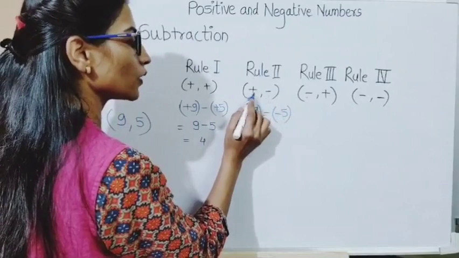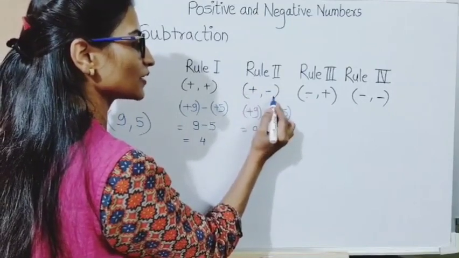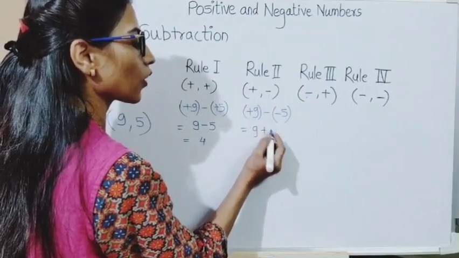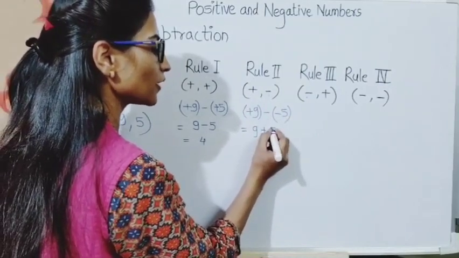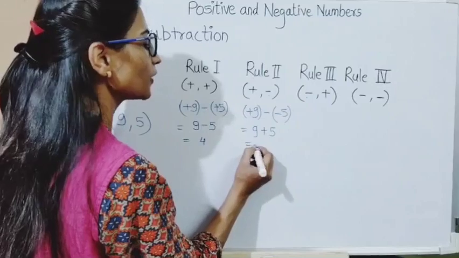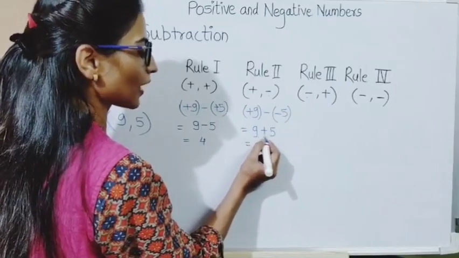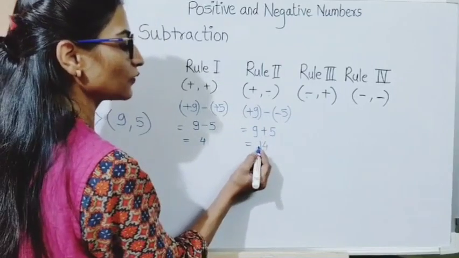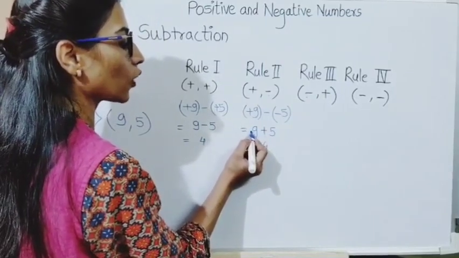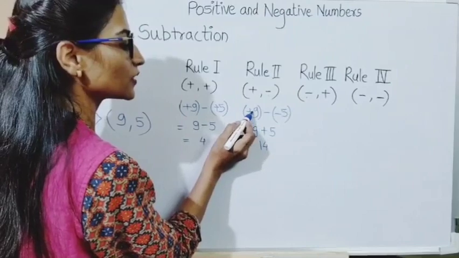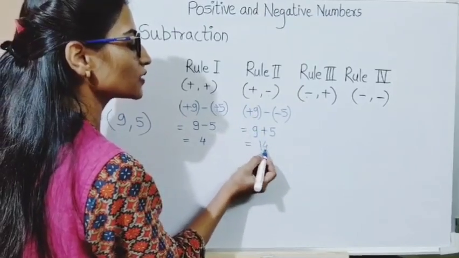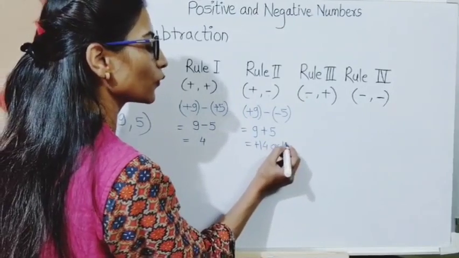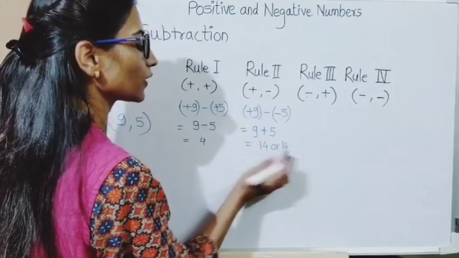Means when the first number is positive and the second number is negative, then there is a change in the sign of subtraction. So this 5 remains as it is, 5. Then we have to do the normal addition here. 9 plus 5 is equal to 14, and the sign will remain as the sign of the biggest number. Here 9 possesses a plus sign, so this 14 possesses a plus sign, plus 14 or simply 14. Okay, in this way we can write this.